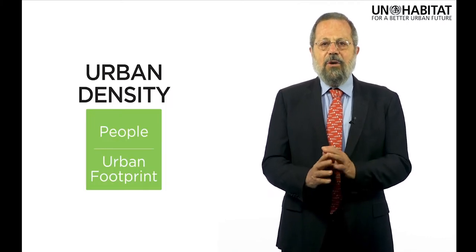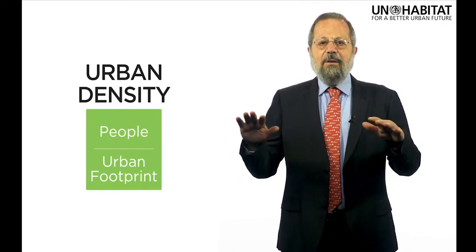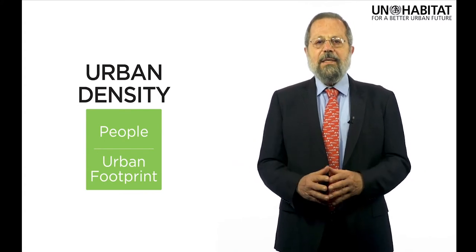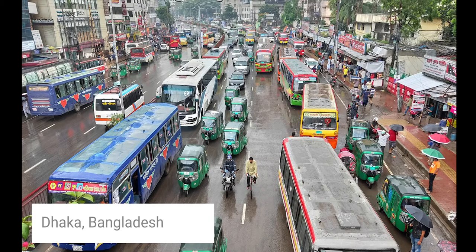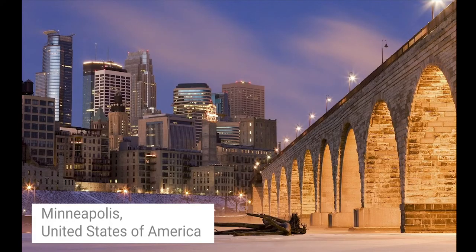Let us define urban density at the outset. Urban density is simply the ratio of the total population of the city and the total footprint the city occupies. We measure urban density in, say, persons per hectare, where a hectare is 1% of a square kilometer. Dhaka, the capital of Bangladesh, had an average of 372 persons per hectare in 2014. Minneapolis in the United States had an average of 10. Urban density in Dhaka was 37 times that of Minneapolis.